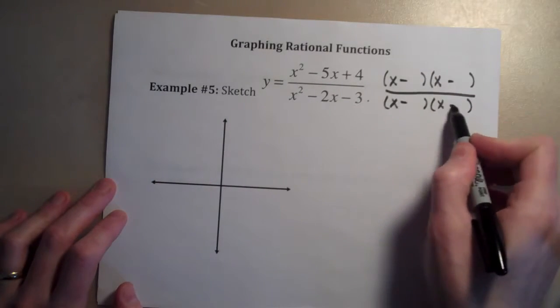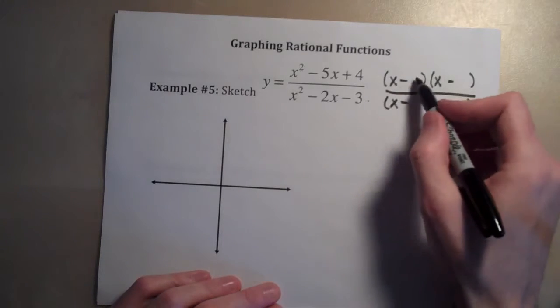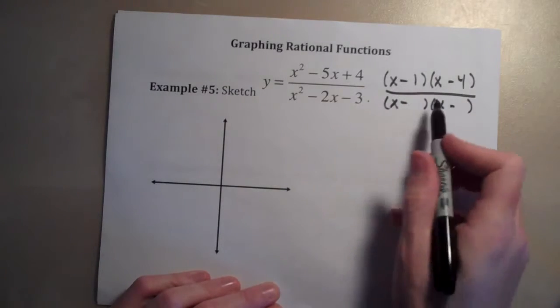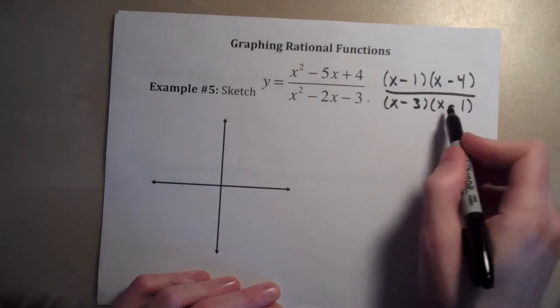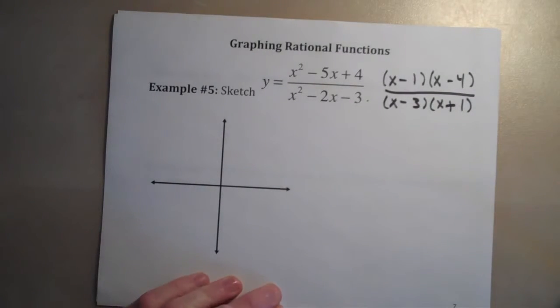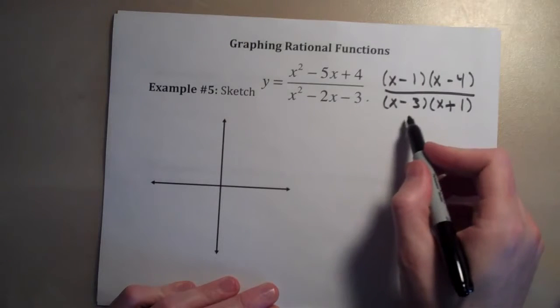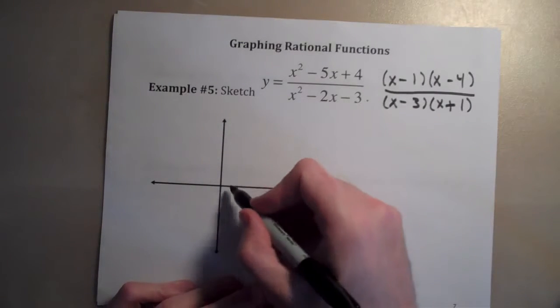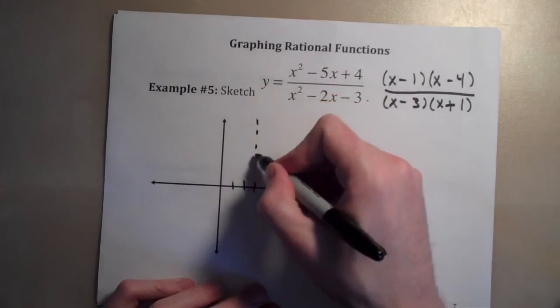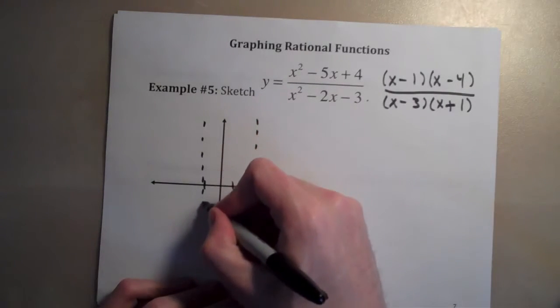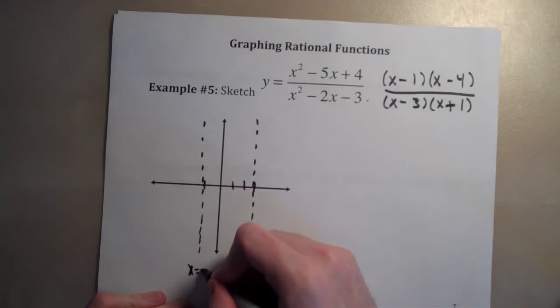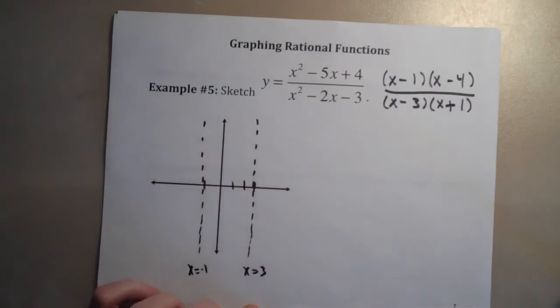Minus, minus, minus, minus. So probably 4 and 1. Nope, that looks good. And how about that? Okay, so let's see. Is that right? Yeah, that's right. Let's put a vertical asymptote at 3. Okay, how about a negative 1? Let's label this.